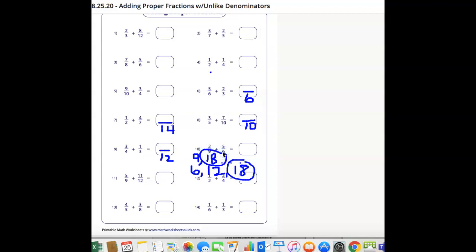Now, you will still get an answer, but it won't be in lowest terms. And it's always best, if we can, to work with the smallest number that we can. So on this one, you're going to change 2/9 to eighteenths. You're going to change 5/6 to eighteenths. And then you're going to add them together. Keep the denominator 18. All right.